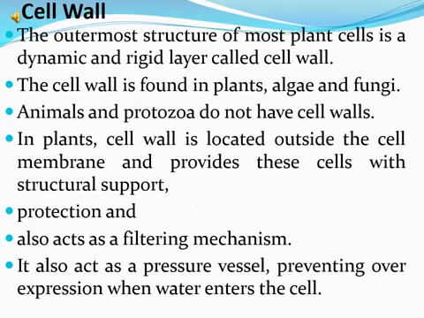Cell wall. The outermost structure of most plant cells is a dynamic and rigid layer called the cell wall. The cell wall is found in plants, algae and fungi. Animals and protozoa do not have cell walls. In plants, the cell wall is located outside the cell membrane and provides these cells with structural support and protection, and also acts as a filtering mechanism. It also acts as a pressure vessel, preventing over-expansion when water enters the cell.